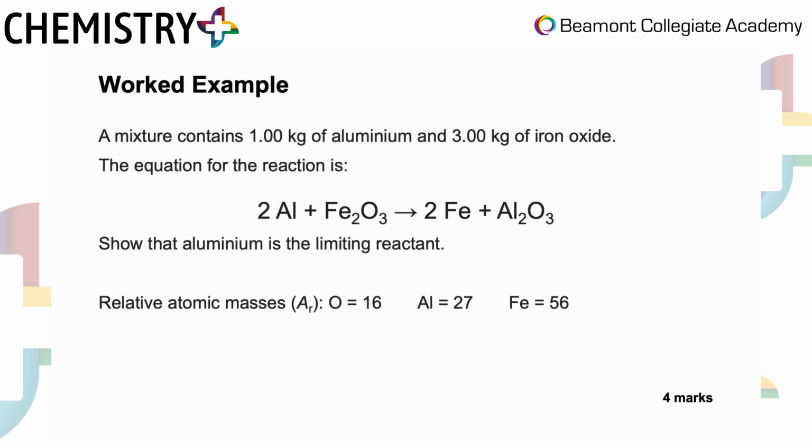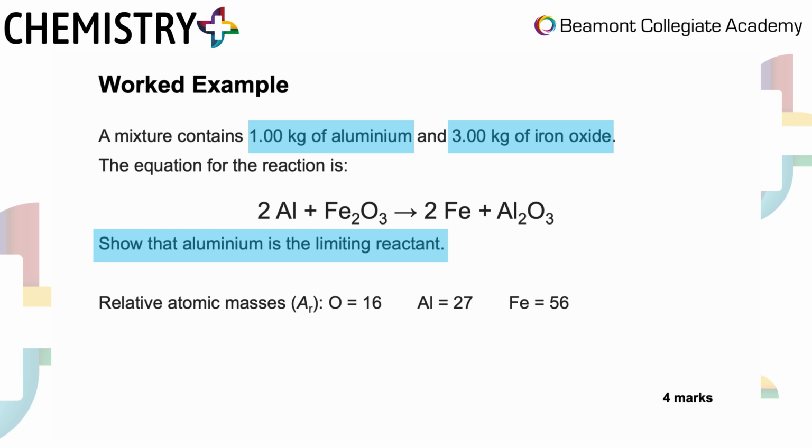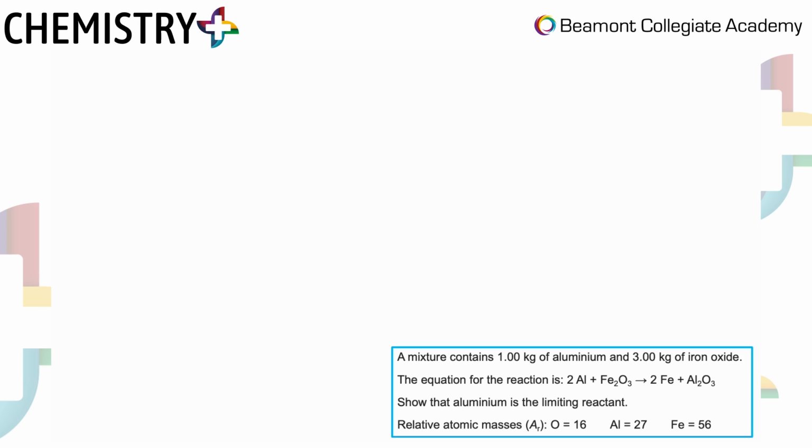Here's a worked example. A mixture contains 1 kilogram of aluminium and 3 kilograms of iron oxide. For this question, it wants me to show the aluminium is the limiting reactant. The information has been provided, as we'll need to keep referring back to it.